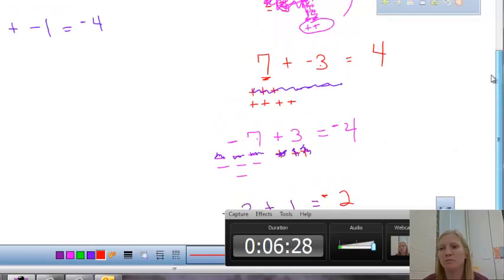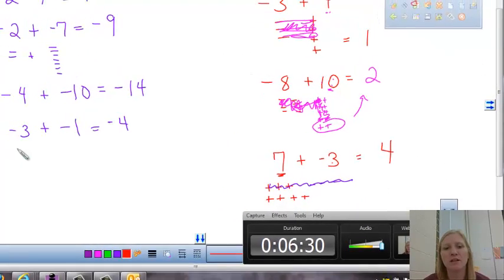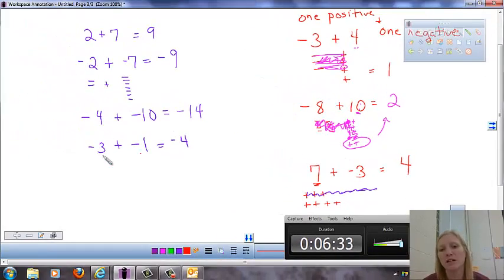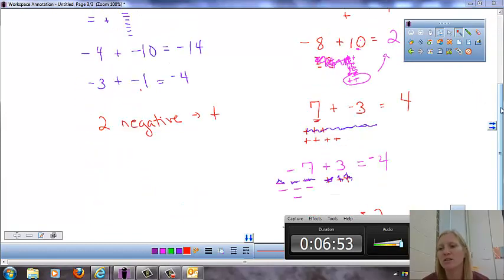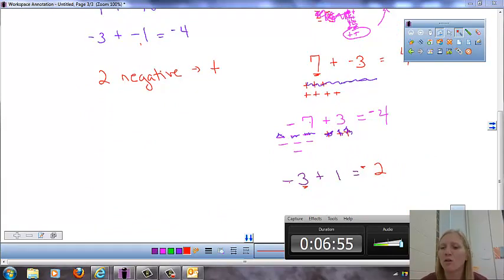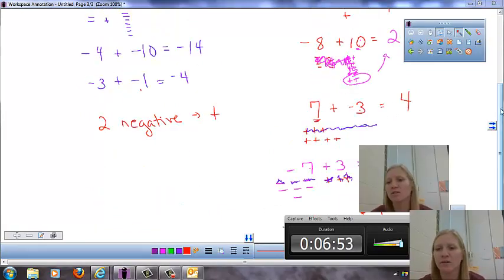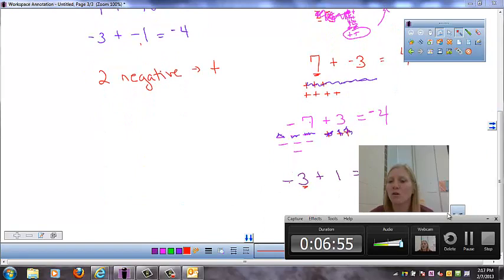This one was a negative. I'm going to go back up here for a second. Remember these ones, they were both negatives. If you have 2 negatives, you just add. If I scroll up here again, if you have 1 positive and 1 negative, you have to subtract, and then after you subtract, you have to decide: is your answer positive or negative?